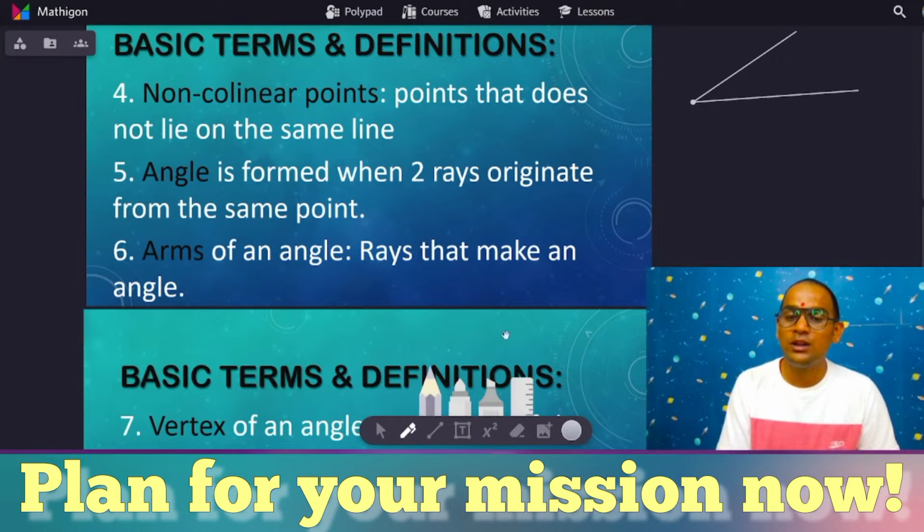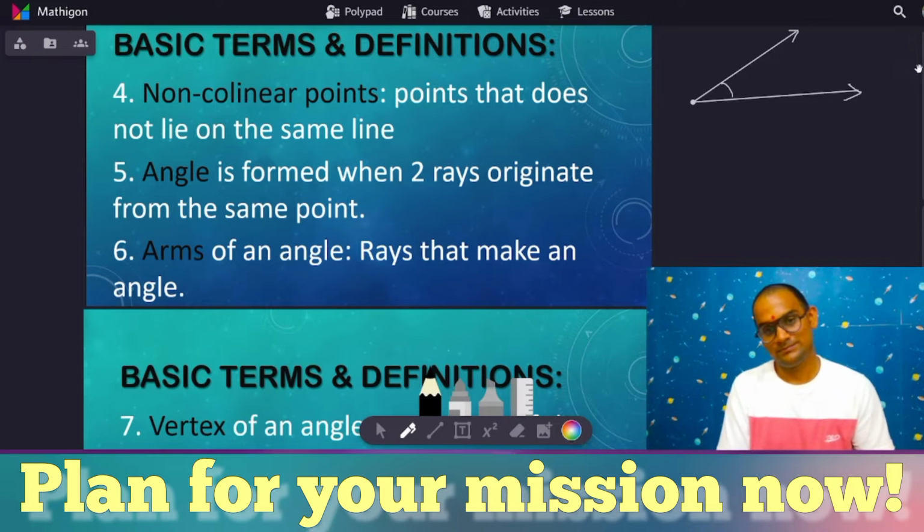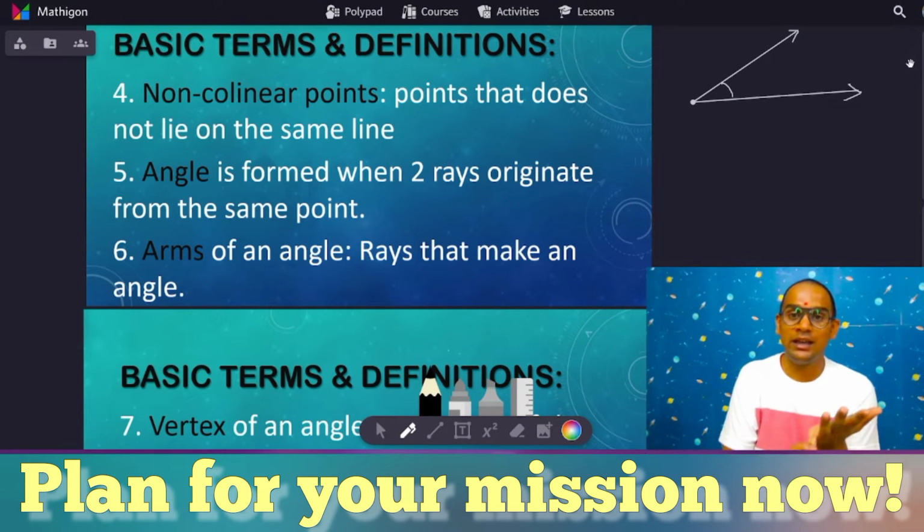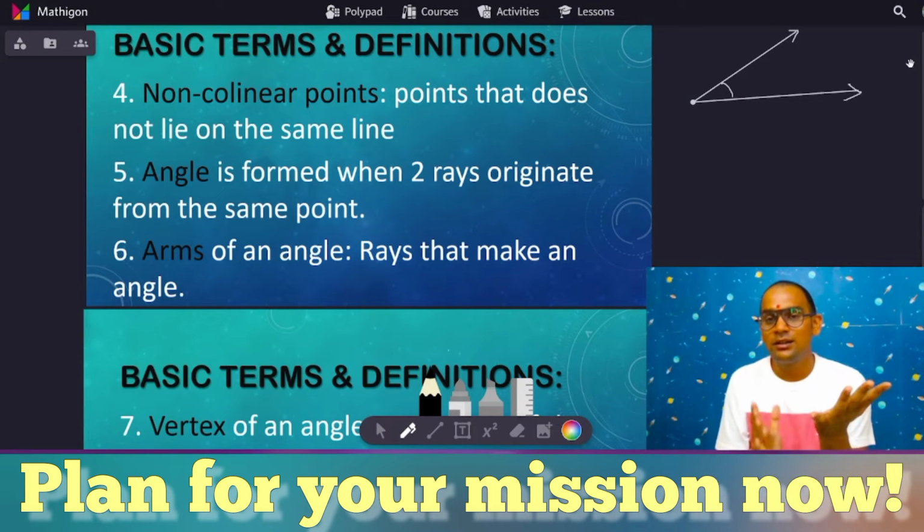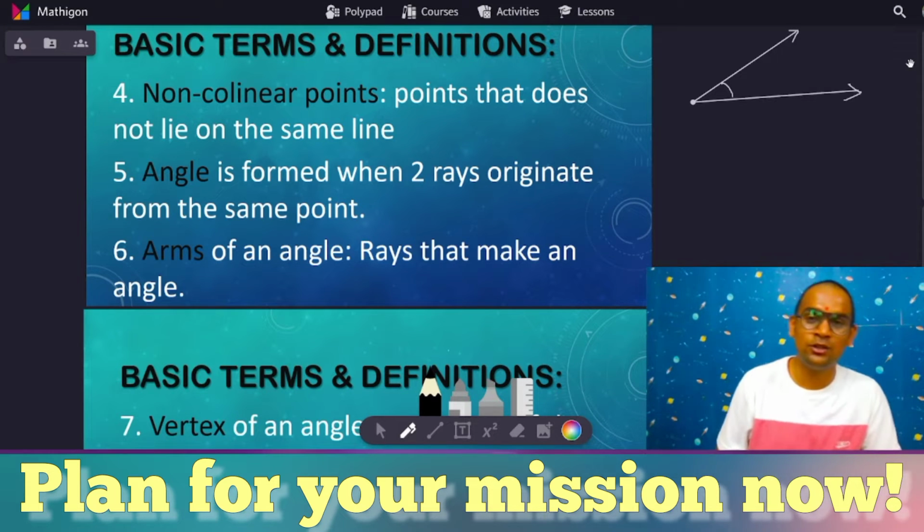Now, once they originate from these two points, they form something called angles. Okay. Now, these angles have different varieties. Obviously, we have studied different types of angles. Acute angles are the angles which are less than 90 degrees or greater than 0. Obviously, all the angles are greater than 0.